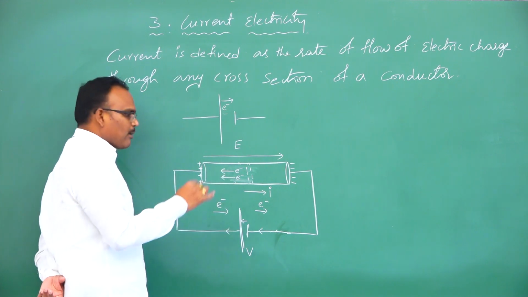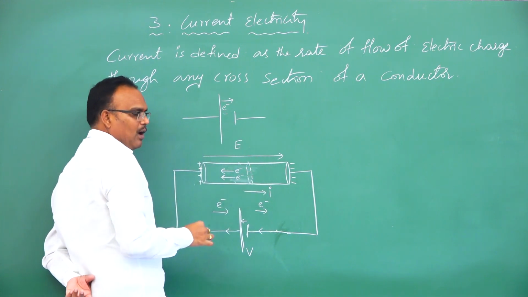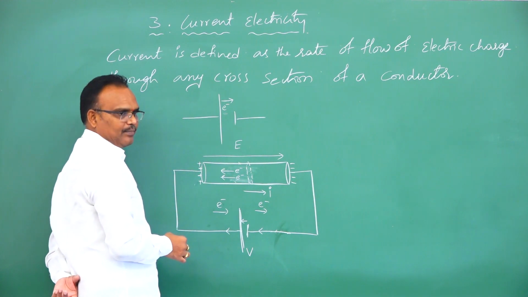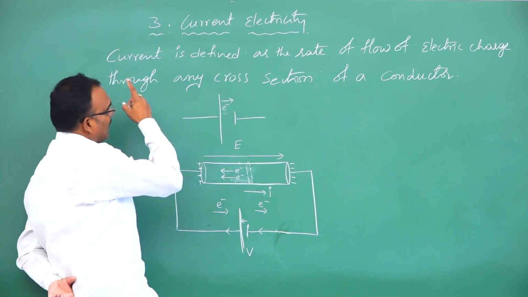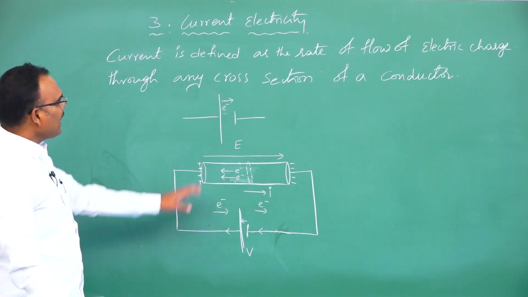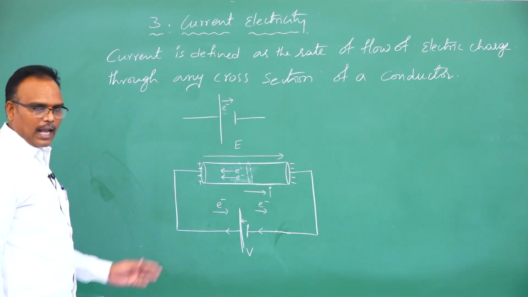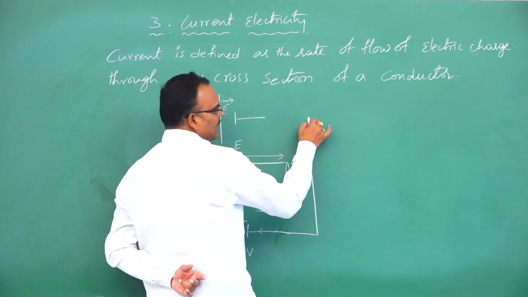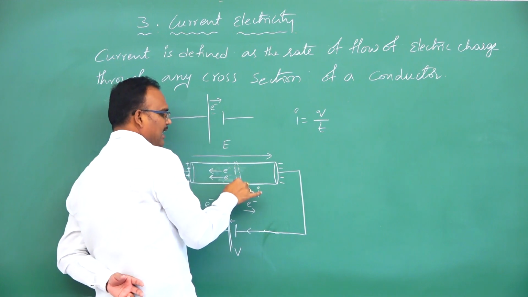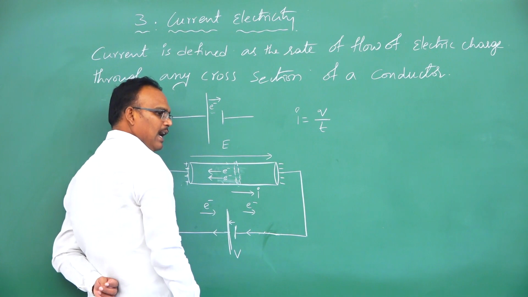So what does current mean? The net charge per unit time across any area of cross section of a conductor is called current. Okay, so current is defined as the rate of flow of electric charge through any cross section of a conductor. So that's why we can write I is equal to Q by T, where Q is the net charge flowing through this area of cross section in a unit interval of time.